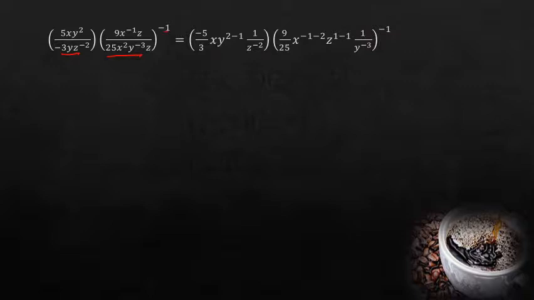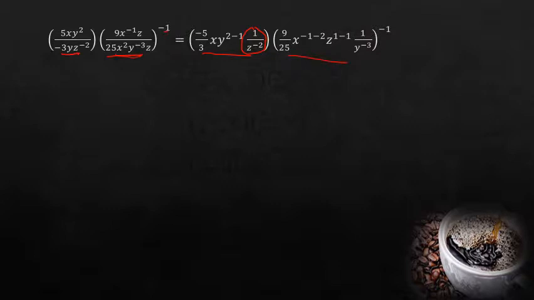So we do first the division on this. We also do the division on this second factor. So on the first factor, we will get negative 5 over 3y to the power 2 minus 1 over 1 over z to the power negative 2. Again, we do this because z does not have a partner.